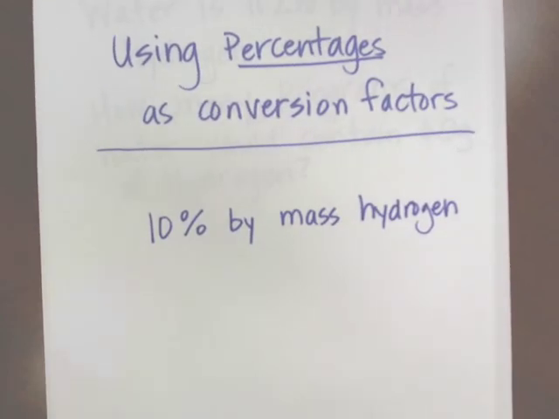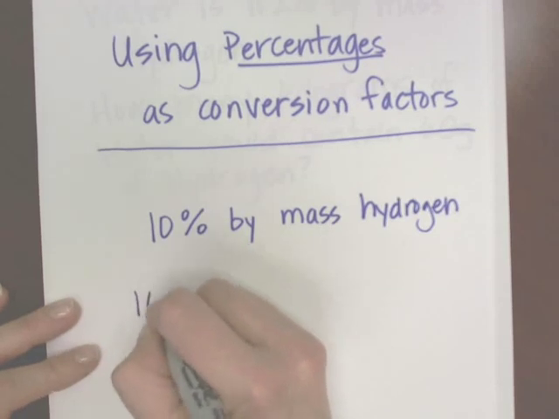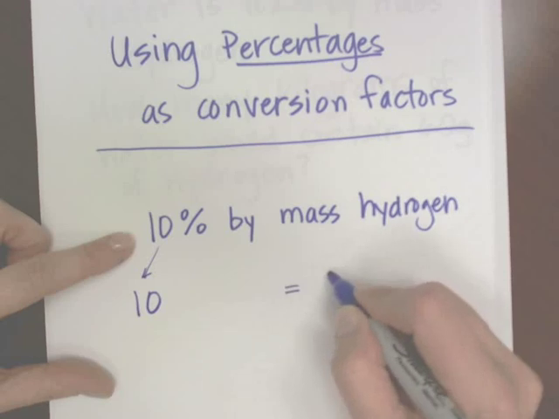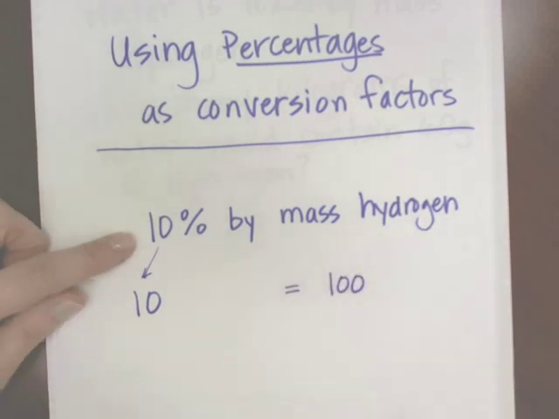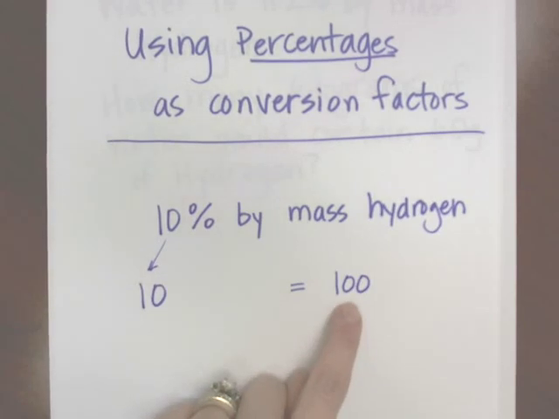what does that mean, and how can we write an equality with it? What we're going to learn in class, those of you that have class with me, is that when we have an equality, we can then use it as a conversion factor. So anytime you have a percent, you're going to write your equality as parts, in this case 10 parts out of 100. So if your percent is 5%, then you'll have 5 parts out of 100.